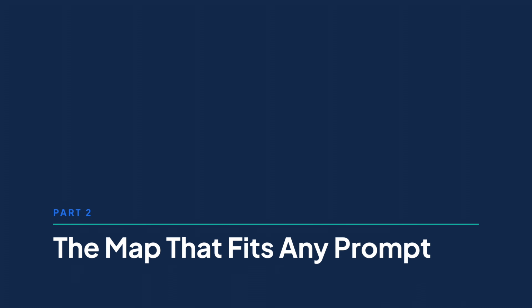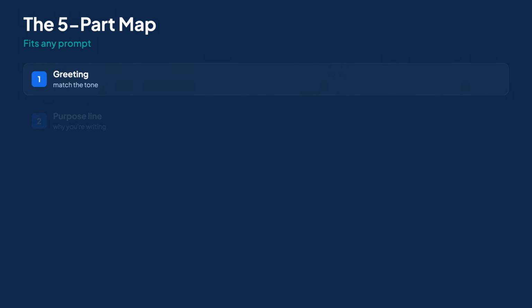Here's the map. This map is the structure of your email, and you can follow it in all of the emails in task 1, both formal and informal. Let's look at the map. 1. The greeting. 2. A purpose line. What is the purpose line? It's one sentence on why you are writing.